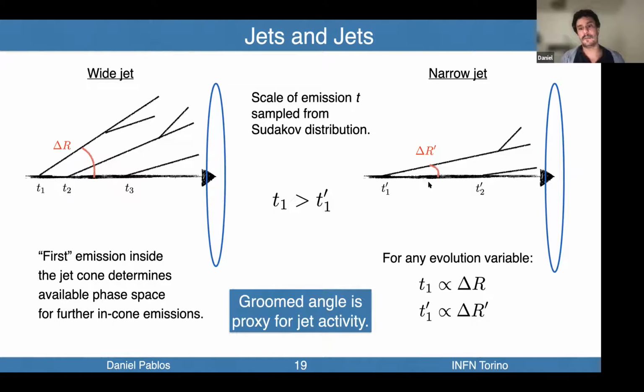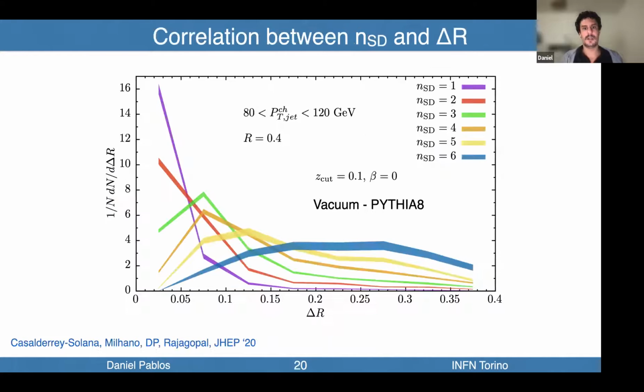So if you happen to draw a scale T1 prime that is relatively low, you have much less phase space until you reach the confinement scale, where you should resort to hadronization instead of perturbative splittings, which means that this first splitting is actually a good proxy for the jet activity, for any of the evolution variables one typically uses that are equivalent, at least if you include all the appropriate logarithmic corrections in your parton shower. For instance, you can take lithium.